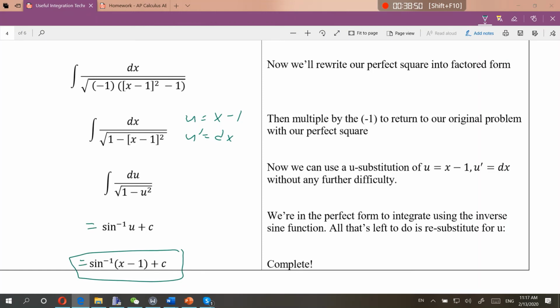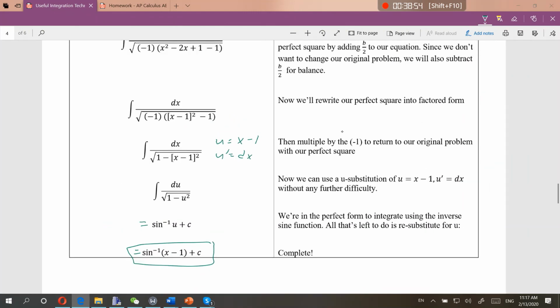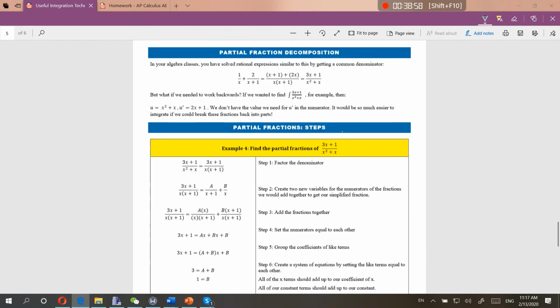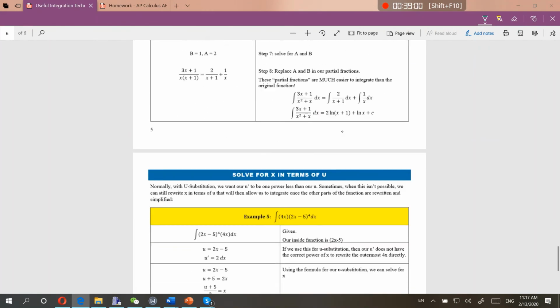Any questions on what we did? No. Okay. Again, going a little bit fast, but we've seen these before. I think, second to last one.